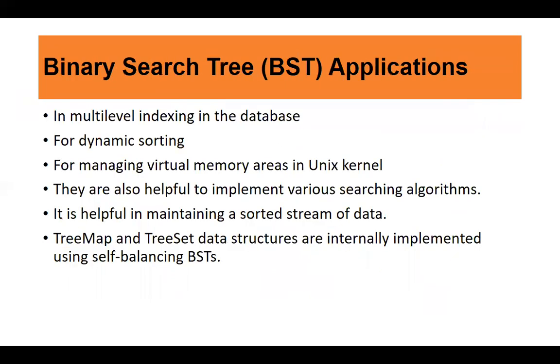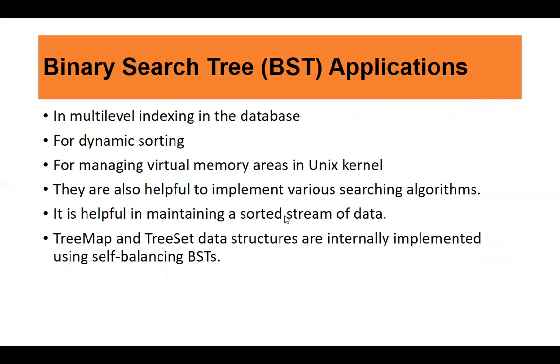Okay. Now, these are a few applications of binary search tree. In multi-level indexing in the database, you can use BST, that is binary search tree. You can use it for dynamic sorting, for managing virtual memory areas in Unix kernel. They are also helpful to implement various searching algorithms. Of course, we'll be looking at them ahead as we go for B trees and all, which are actually search trees for external searching. It is helpful in maintaining a sorted stream of data.